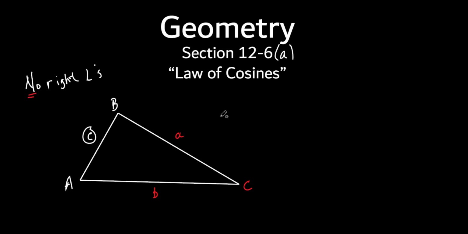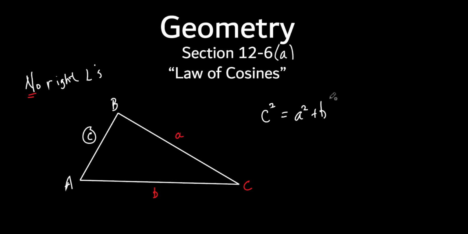What we're going to do looks very similar to the Pythagorean theorem. But again, what kind of triangle do we need to do the Pythagorean theorem? A right triangle. So we can't use the Pythagorean theorem here, but the first part of it is identical. If I start with C, what would the Pythagorean theorem be? C squared equals A squared plus B squared. But the law of cosines has a little bit of extra added stuff on the end.